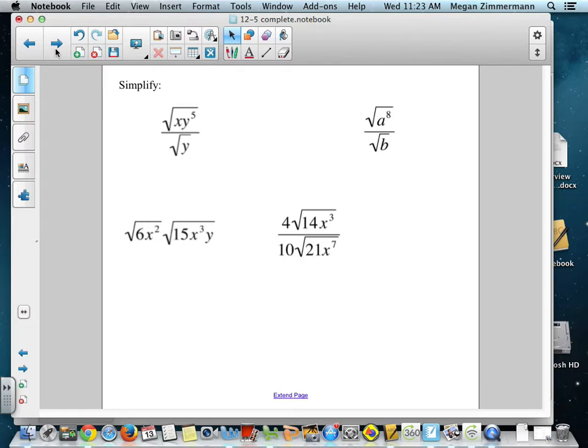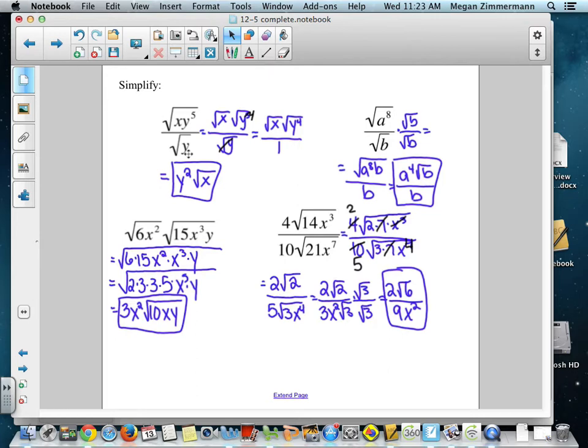Okay, now try these next 4 examples and then come back for the solutions. And remember, when you do these, you need to make sure there's no square roots in the denominator and that everything is completely simplified. Okay, so for the first one, I notice that there's a square root of y in the denominator, so the first thing that I want to do is multiply the numerator and the denominator by the square root of y so that I can get rid of that.